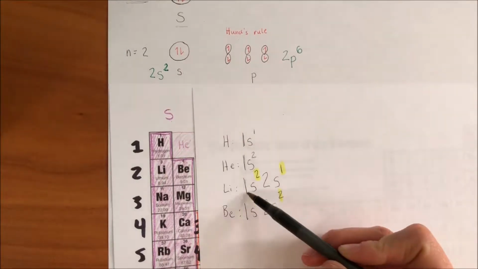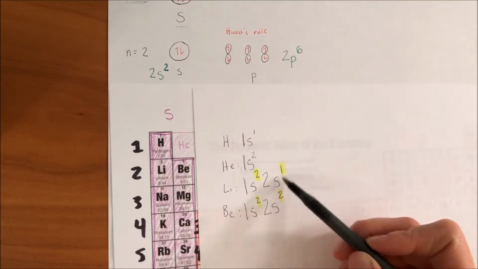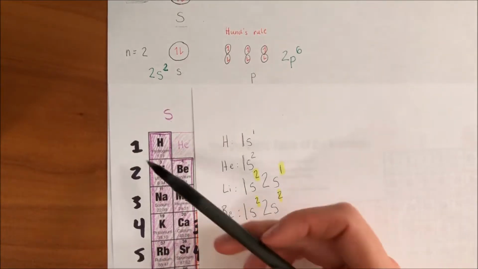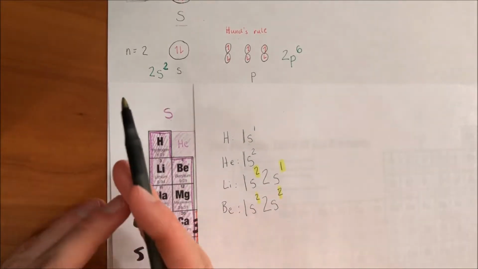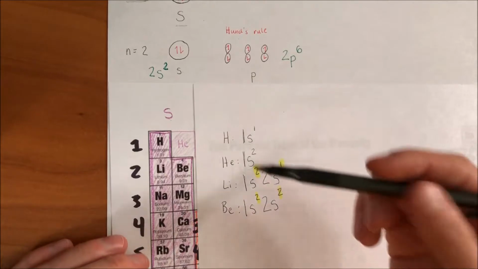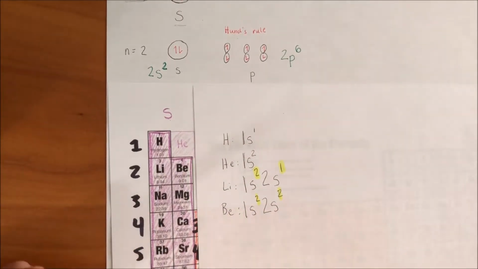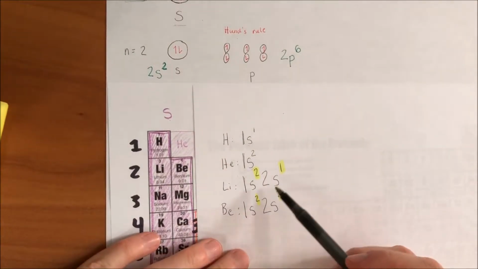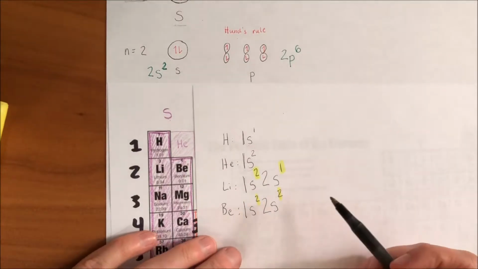So again, we're just starting from the bottom and filling electrons as we work our way down the periodic table. Or rather, we're going to work our way from left to right and then top to bottom on the periodic table. And the periodic table really here is serving as a guide to tell us what subshells the electrons are going to fill.